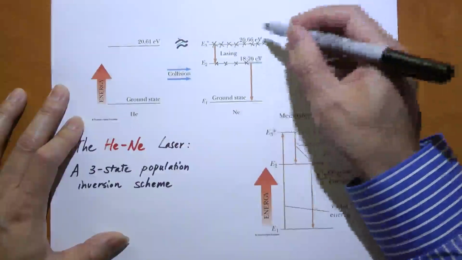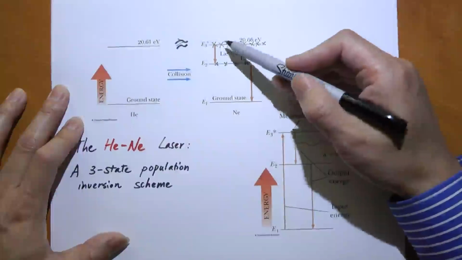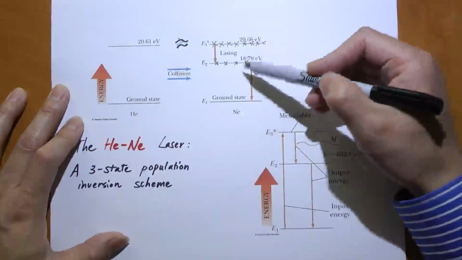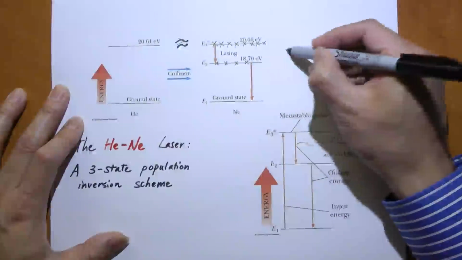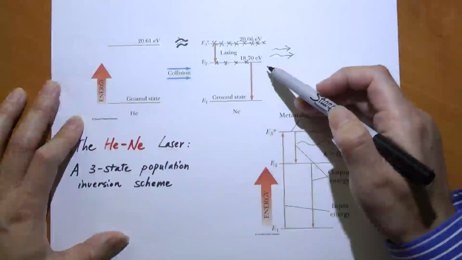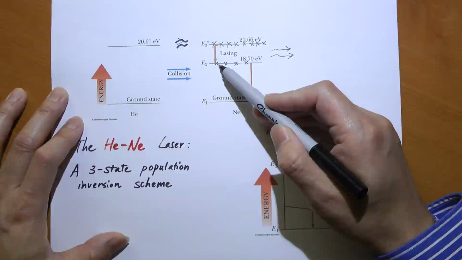So that's population inversion between E3 and E2. Now, it takes some time for the photons to come down, but since it's population inversion between E3 and E2, you're going to have lasing. You've got more particles. You've got photons coming out. That's the laser.